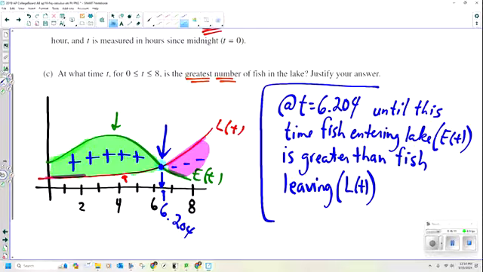That's it. And again, you could write, because the function E of t is greater than the function L of t. You can say because E of t minus L of t is 0 right there, with E of t being above L of t. There are several different ways. This is just one of them.